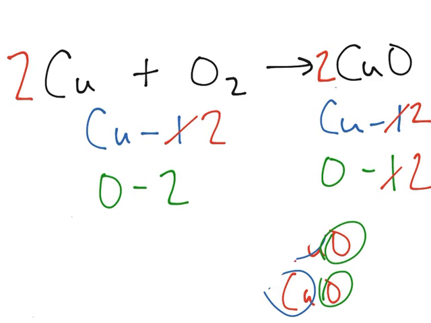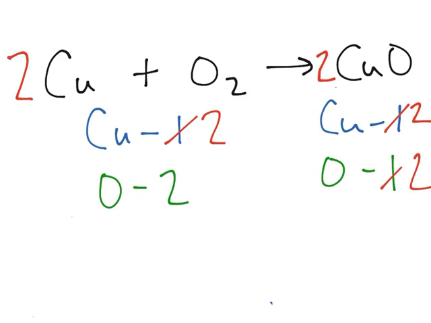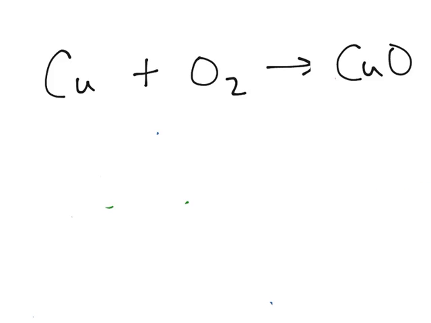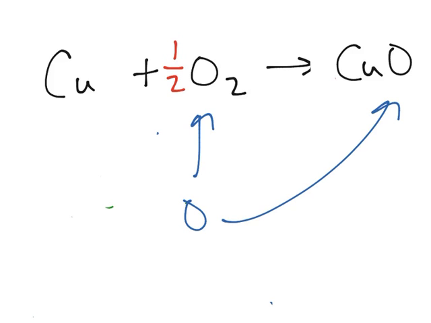Now, it is possible that you could balance this chemical equation another way. Forgive me while I erase. On the left, you have 1 copper. On the right, you have 1 copper. On the left, you have 2 oxygens. On the right, you only have 1. So it is possible that you could put a fractional coefficient in front of this oxygen, because this means half of an O2. Half of an O2 is 1 oxygen, which is what we need over here.